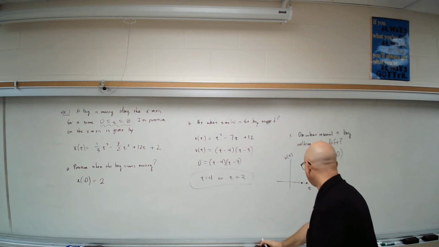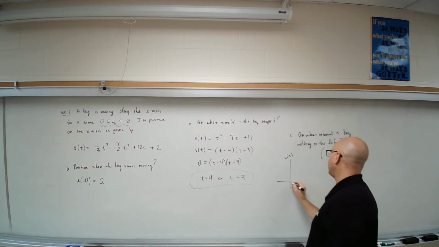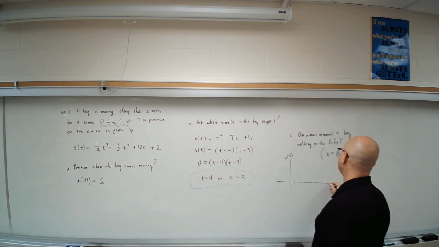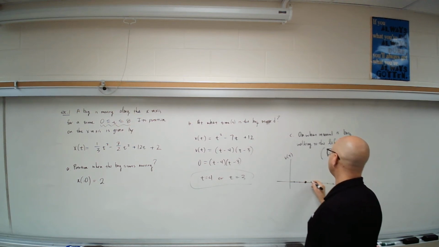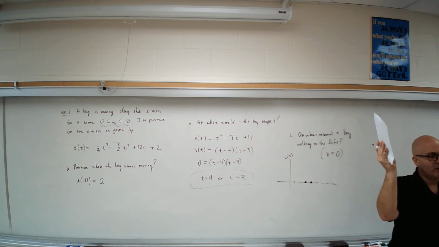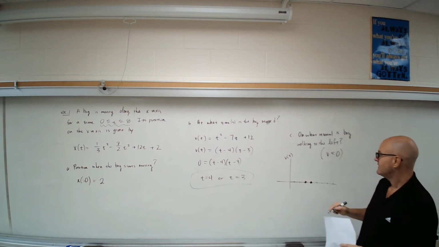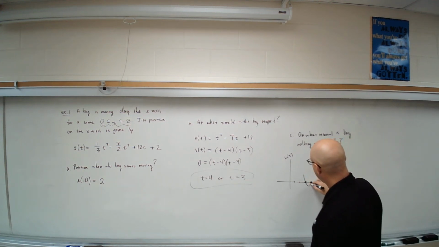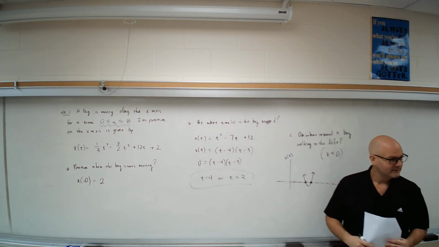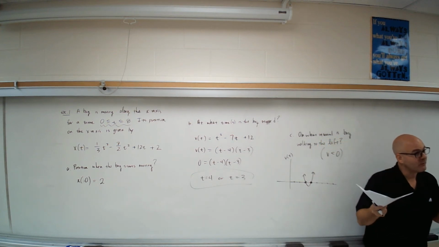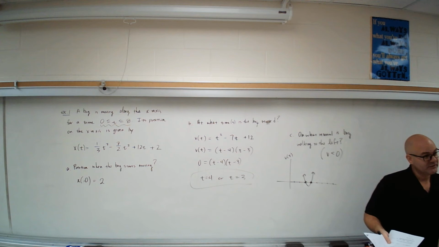I guess I could do a little better graph here. But if we think about this, it only goes out to 8 seconds. We have zeros at 3 and 4. Again, we know it's a parabola that opens up, so it's going to look something like that. But it's going to be positive everywhere except between 3 and 4.